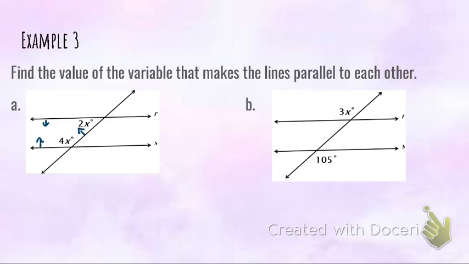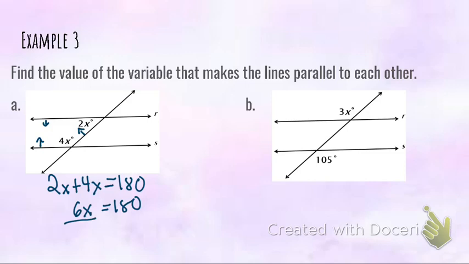You need a second, go back, flip to that first page. Consecutive interior angles to be parallel have to add up, because they're supplementary, to 180. So we're going to add those two. 2x plus 4x is 6x equals 180. To get that x by itself, we're going to divide by 6. X equals 30.